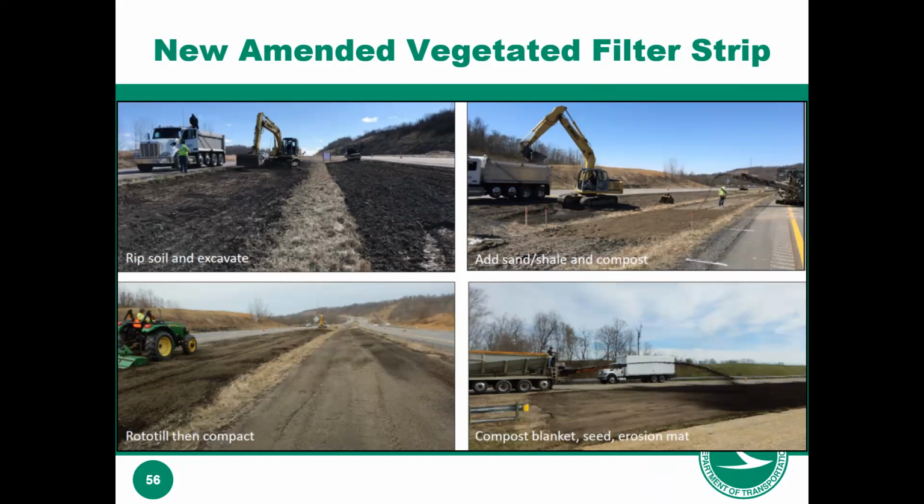So all this BMP is ripping the soil with a ripper about 12 inches, which is different. There's not a lot of rippers on construction sites. The contractor has to go rent one, but it's not that big of a deal. And then you incorporate some sand and compost, you rototill it in. And again, a lot of contractors don't have a rototiller, but it's an attachment they can put on the back of a tractor. It's not that big of a deal.